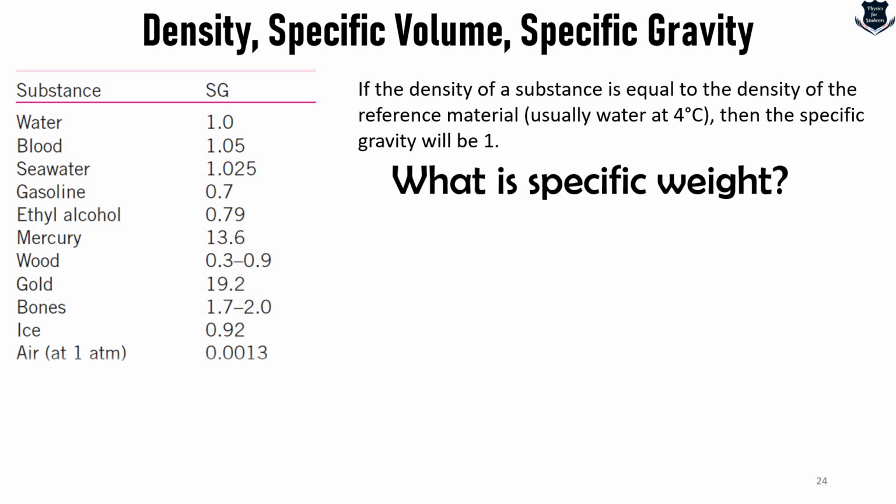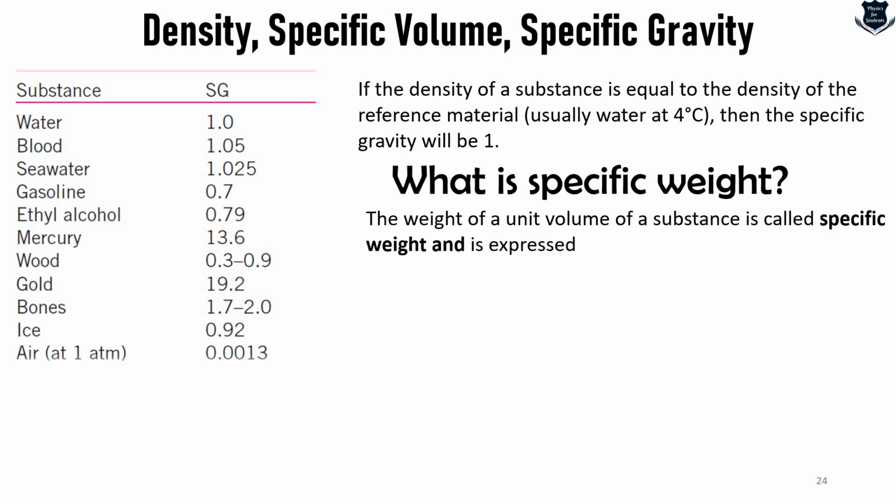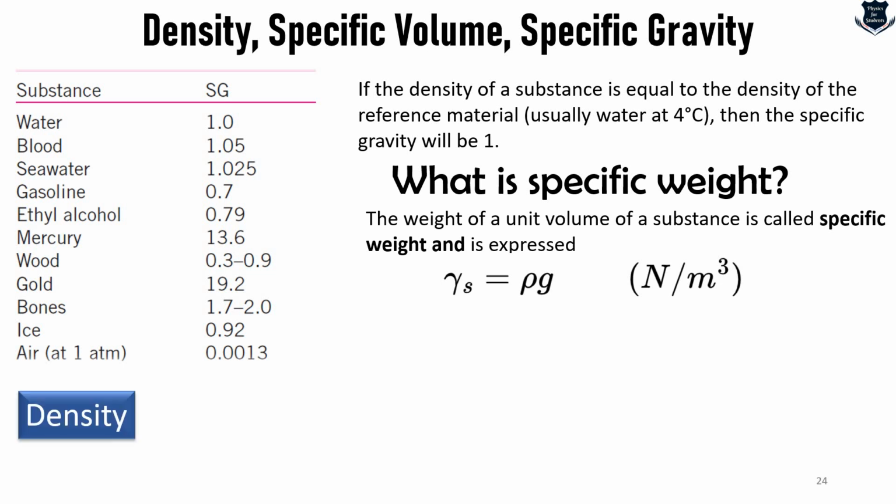Now from here we come to another important part. So we got specific volume, we got specific gravity, we got density. Now we come to the next important concept, which is called specific weight. So specific weight, also known as unit weight and denoted by the Greek letter gamma, is a property that relates the weight of the material to its volume. And how do we denote that? Simple, gamma s equals rho times g. And it essentially tells you how much force acts per unit volume of a substance due to gravity.